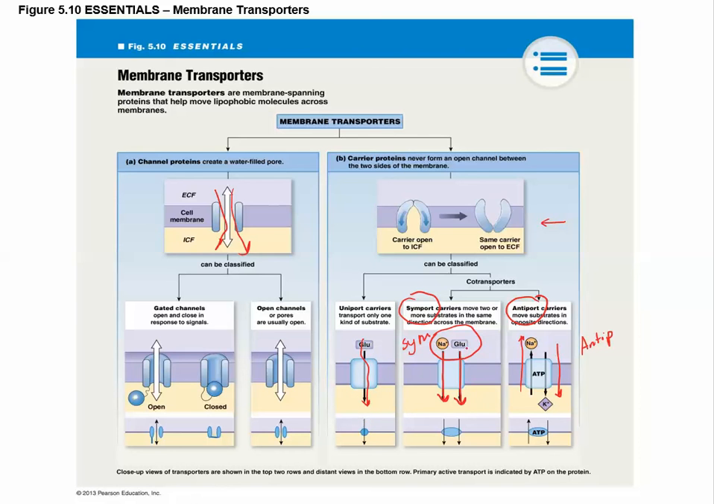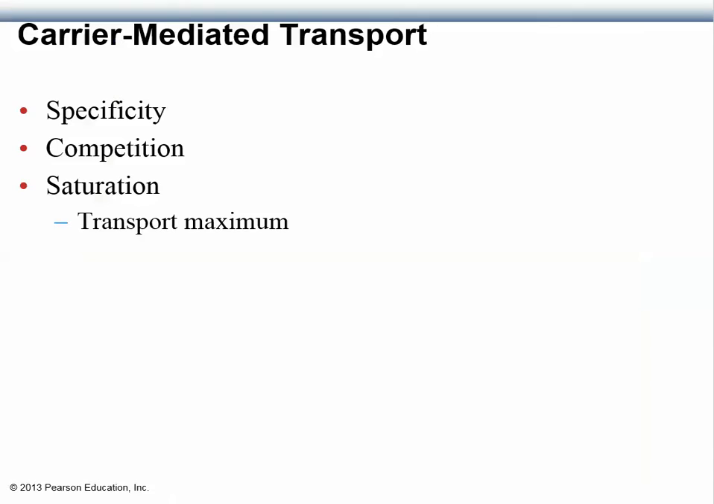So it's not specifying whether these are active or passive. We know that facilitated diffusion, which is this, and it's moving down its concentration gradient, if it's not using ATP, then it's facilitated diffusion. It's still diffusion. It just requires that carrier to do it. Okay, so a few important things here.